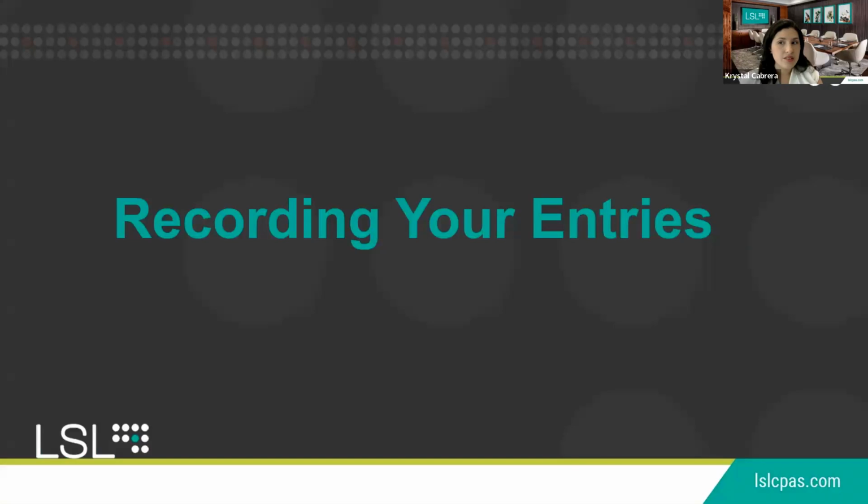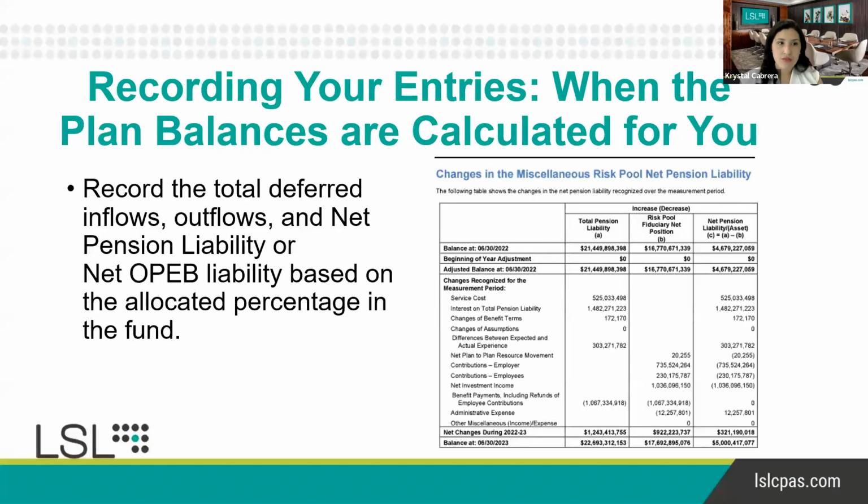Okay. So now we're going to go into how to record those journal entries. Like I mentioned before, with the agent multiple plans, the liabilities are kind of given to you. So those are my favorite. If you don't necessarily have those broken out for you, like if you do have a cost sharing plan, you will have to actually calculate what the individual net pension liability, your inflows and outflows will be.